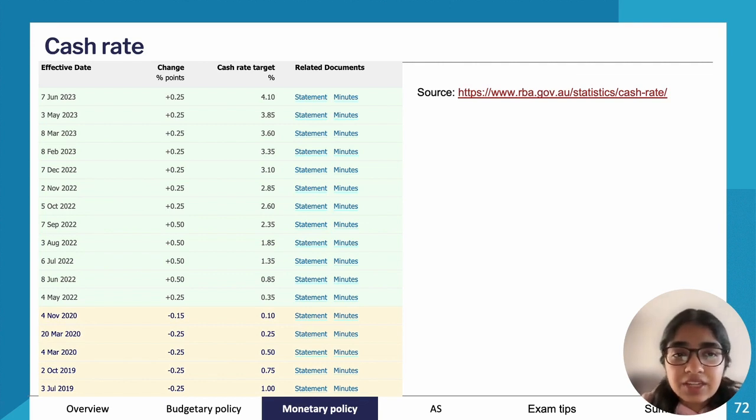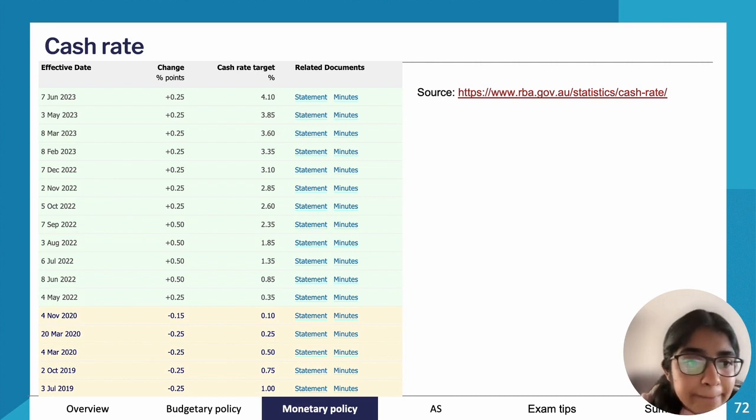On the 7th of June, the cash rate is 4.1. Sorry, I said it was 4.85. It's definitely not. It's 4.10. I think I confused the 4.10 and 3.85 somehow. Okay, so that is the current cash rate, and it's contractionary. So that's what you should know. You should know that the current cash rate at the moment is above 3%. It's contractionary. The RBA is trying to slow down inflation.